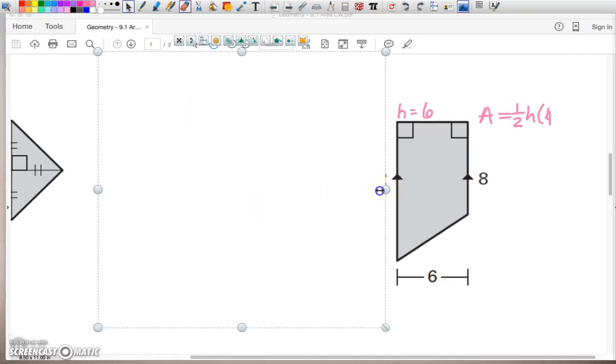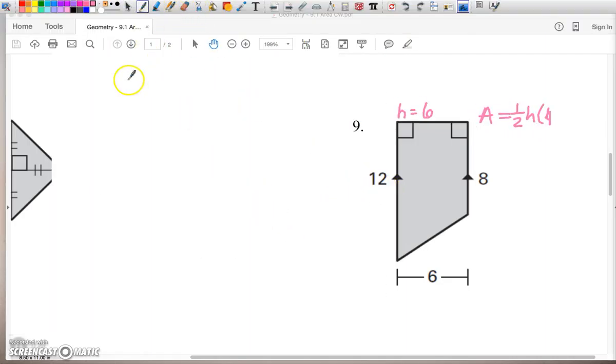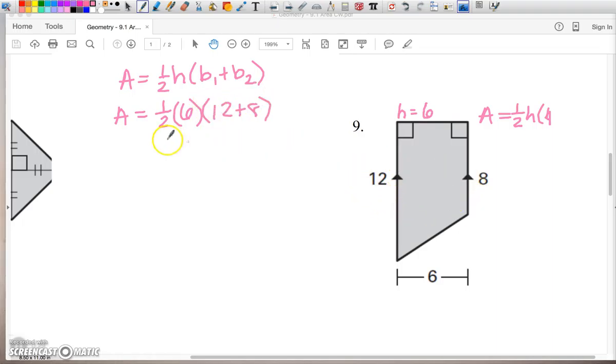So if we go and connect these to the area, 1/2 height, base 1 plus base 2, so we end up with 1/2. The height is 6, and our bases are our parallel sides, so 12 plus 8. And when you plug that into your calculator and calculate your answer, you will get a total of 60.